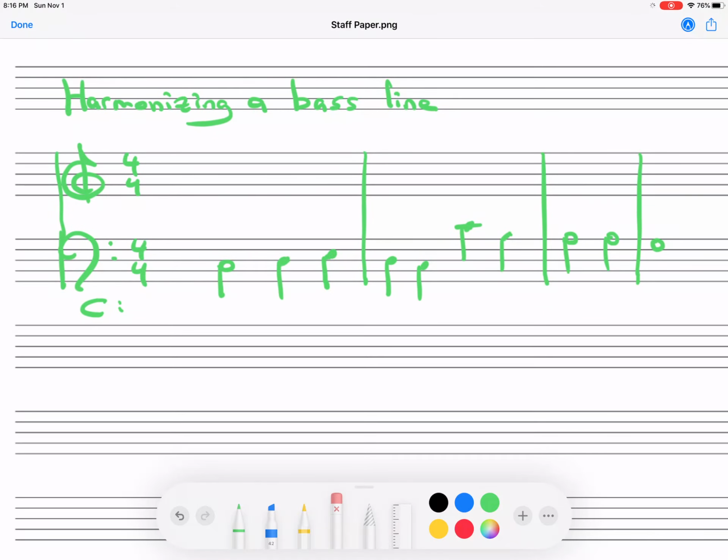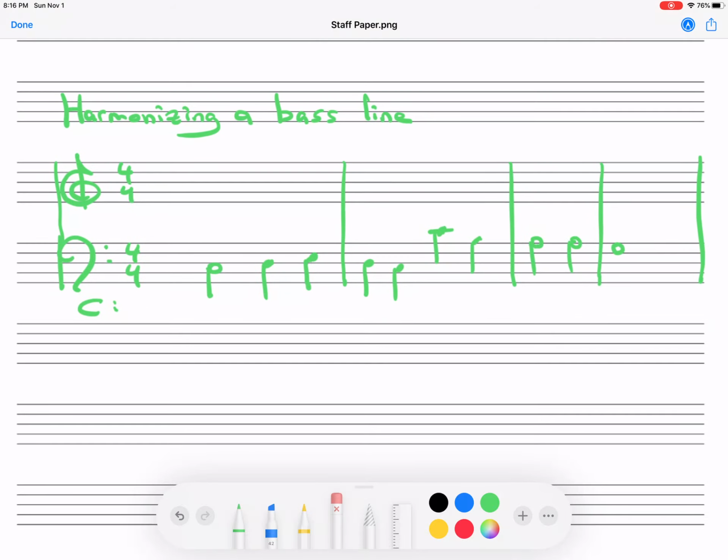In this video, I'm going to explain how to harmonize a bass line using root position and first inversion chords. In combination with this, we're also going to be vigilant and pay attention to the standard chord progression that centers on the circle of fifths progression.